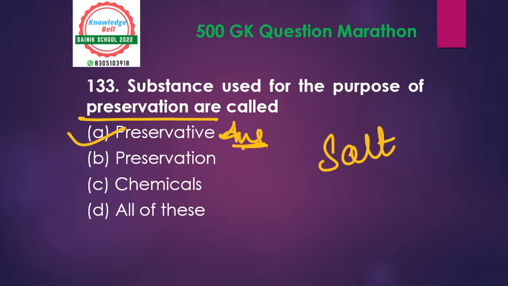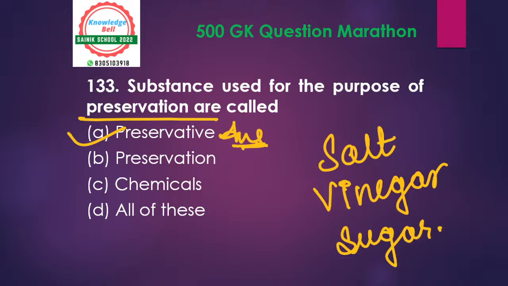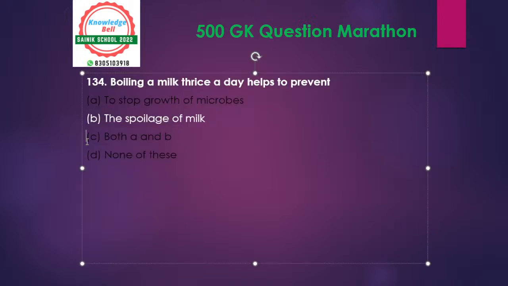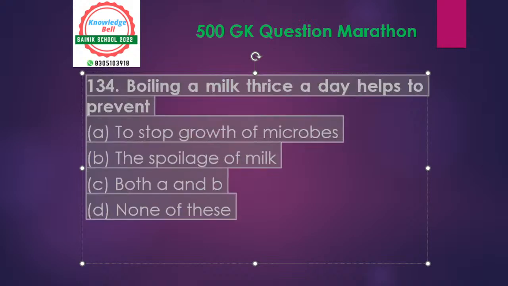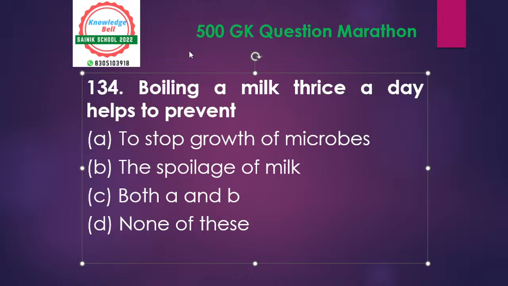For example, salt. Salt is a preservative. Vinegar. Vinegar is a preservative. Sugar. Sugar also is a preservative. So these are all examples of what? All of them are examples of preservatives. So any substance that helps in the preservation of food, we call it a preservative.